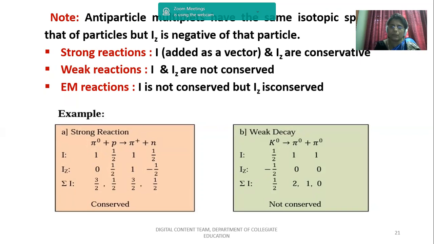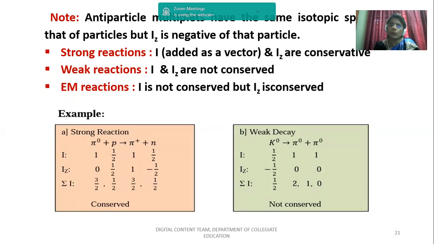So if you observe the summation of I separately and Iz separately, both on the reactant side and product side, they are not equal. And that tells you that they're not conserved. That means both I and Iz are not conserved in case of weak nuclear reactions or weak interactions.